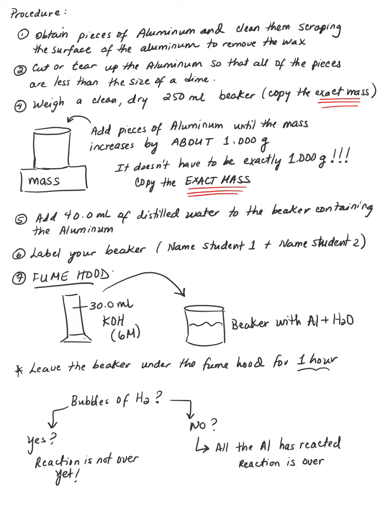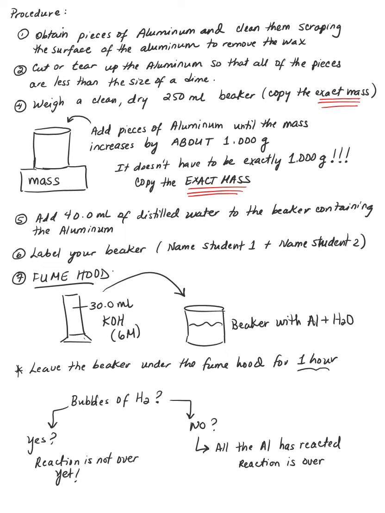You're aiming for the mass of your beaker to go up by about 1 gram. So if your initial mass for the empty beaker was 25, you're going to continue adding aluminum until that number goes to something close to 26. You don't need exactly 26. You don't need exactly 1 gram. You need something close to 1 gram. You can have a little bit more than 1, a little bit less than 1, but something close to 1 gram.